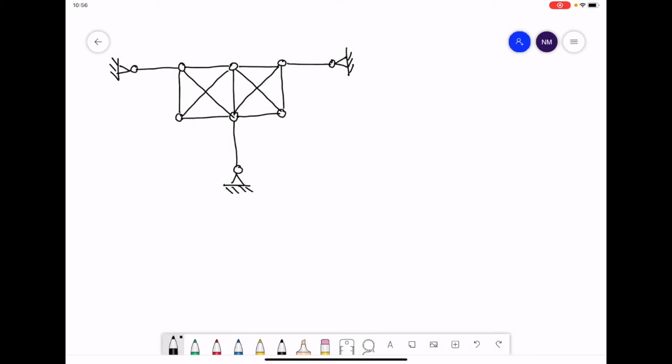In this structure, we're going to count out the number of members, number of reaction forces, and the number of joints. Number of members: 1, 2, 3, 4, 5, 6, 7, 8, 9, 10, 11, 12, 13, 14. Number of reaction forces: fixed supports get replaced by 2 reaction forces. The reaction forces: 1, 2, 3, 4, 5, 6. Number of joints: 1, 2, 3, 4, 5, 6, 7, 8, 9.